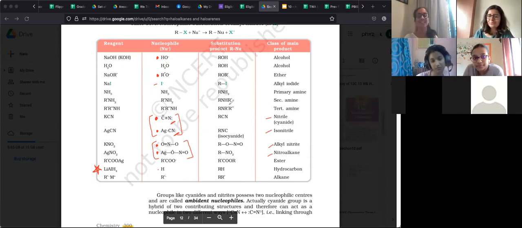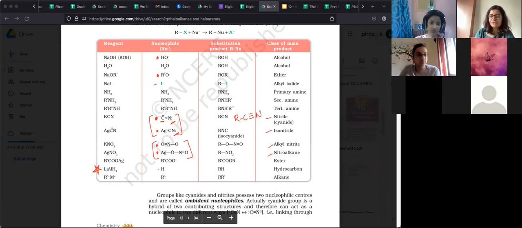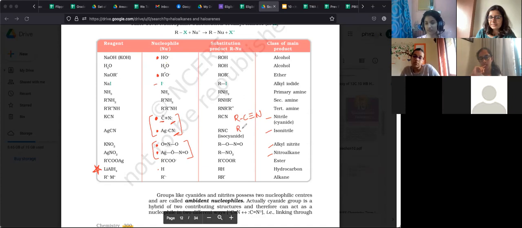Whenever you have a nitrile group, the attack is from the carbon side of it, so you end up with RC triple bond N. But when you use silver cyanide as a reagent, silver being, okay, the reason behind it we'll discuss later, you get isonitrile. For isocyanides, RNC is written. In this case, the alkyl group attaches itself to the nitrogen side. This has a little bit of depletion, this has excess. That is the difference between cyanide and isocyanide. It depends on what product you want, whether RCN or RNC. You take either potassium cyanide or silver cyanide.